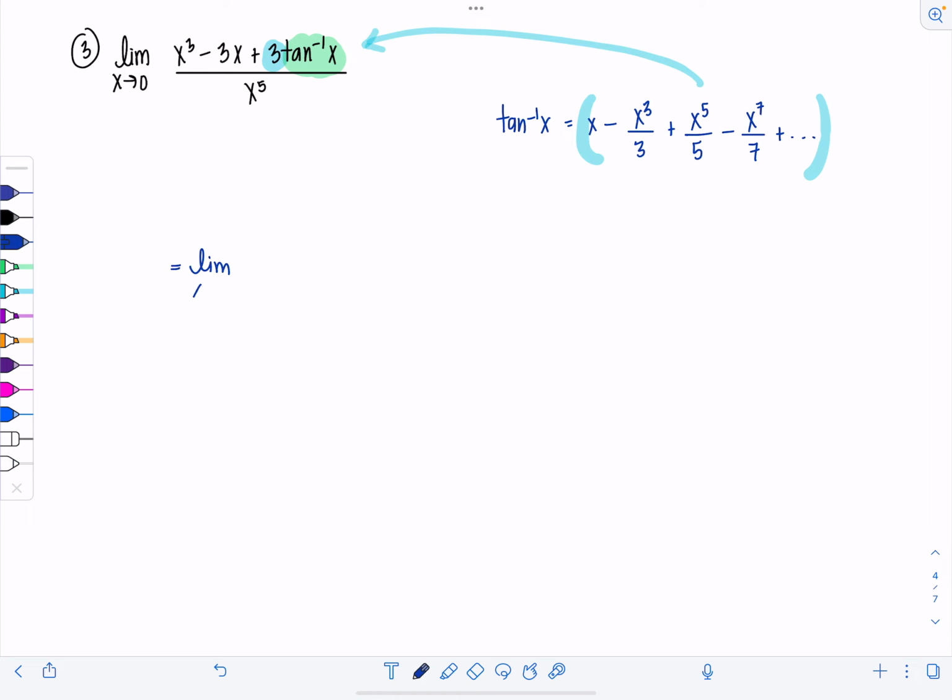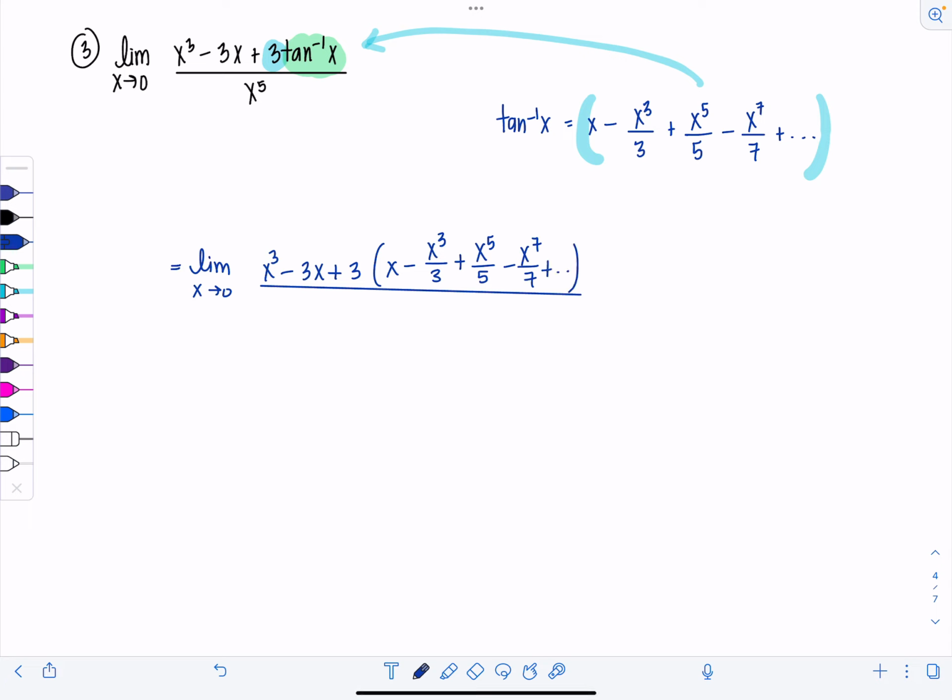Limit as x goes to 0. Here's the numerator. We have x cubed minus 3x plus 3 times x minus x cubed over 3 plus x to the 5th over 5 minus x to the 7th over 7 plus yada, yada, yada over x to the 5th. Okay, now from here, let's see, shall we start distributing and then canceling? It's up to you. It's just how good is your mental math? I could probably start canceling now, but I don't want to lose anybody. So let's just take it one step further.